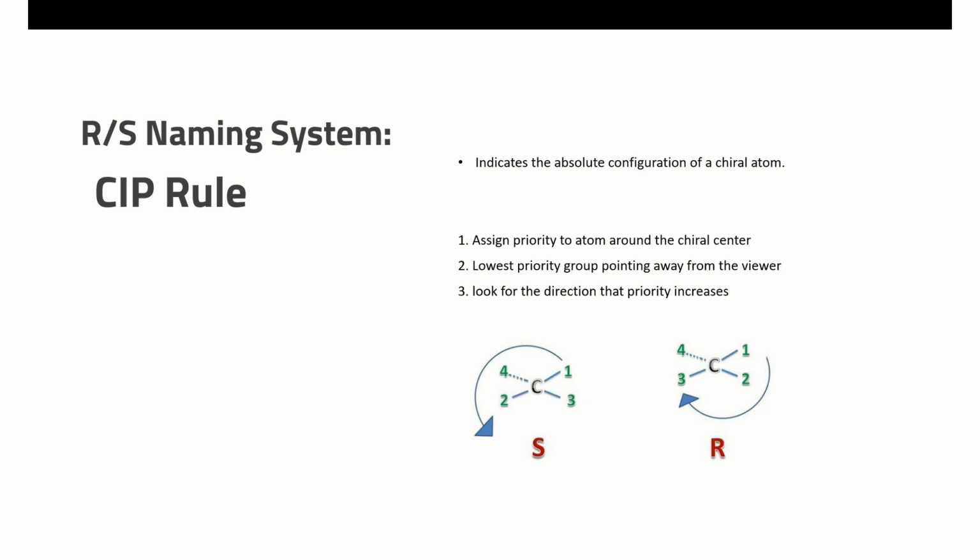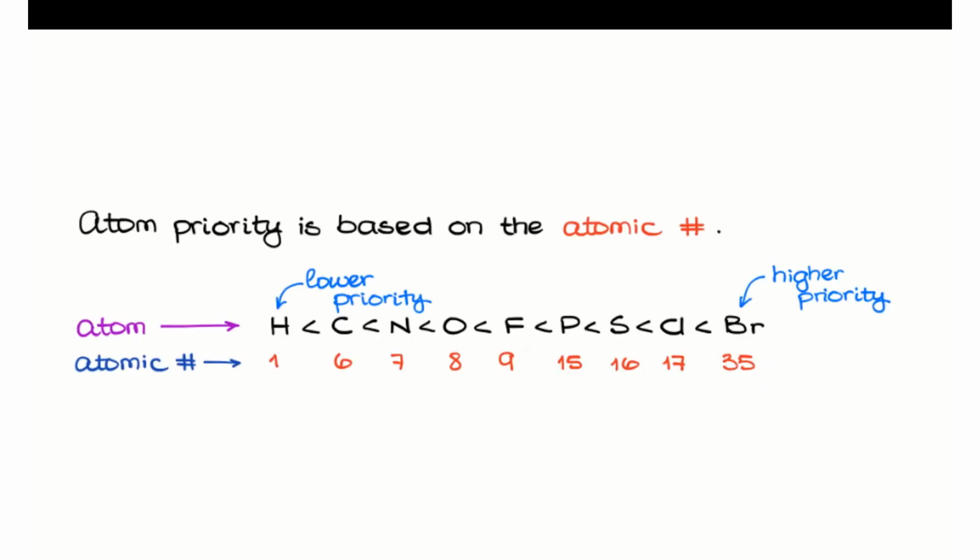First, what we're going to do is assign the priority groups to the atoms that are around the chiral center. Then the lowest priority group should be pointing away from us, and the highest priority group should be pointing towards us. And then we're going to look for the direction that the priority decreases. In the direction that priority decreases, if it's clockwise, it's R configuration, but if it's counterclockwise, it's going to be S configuration for the center of chirality.